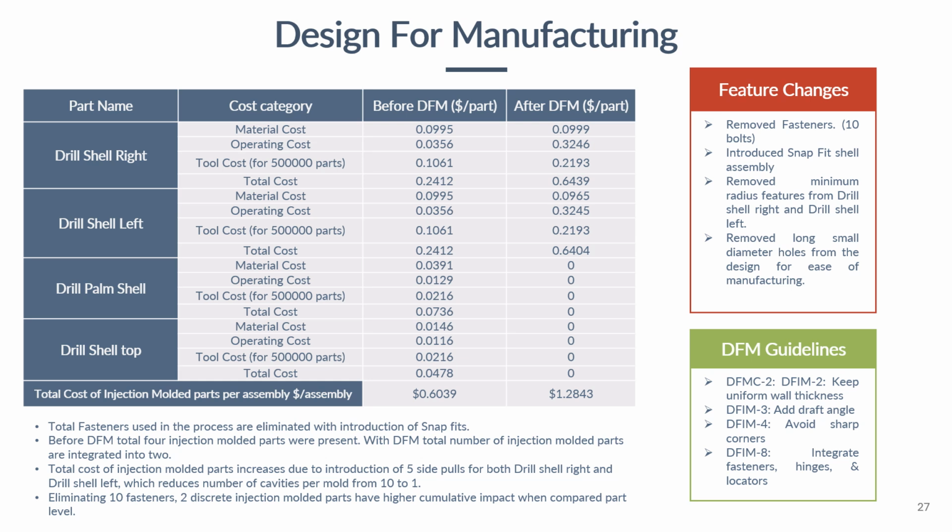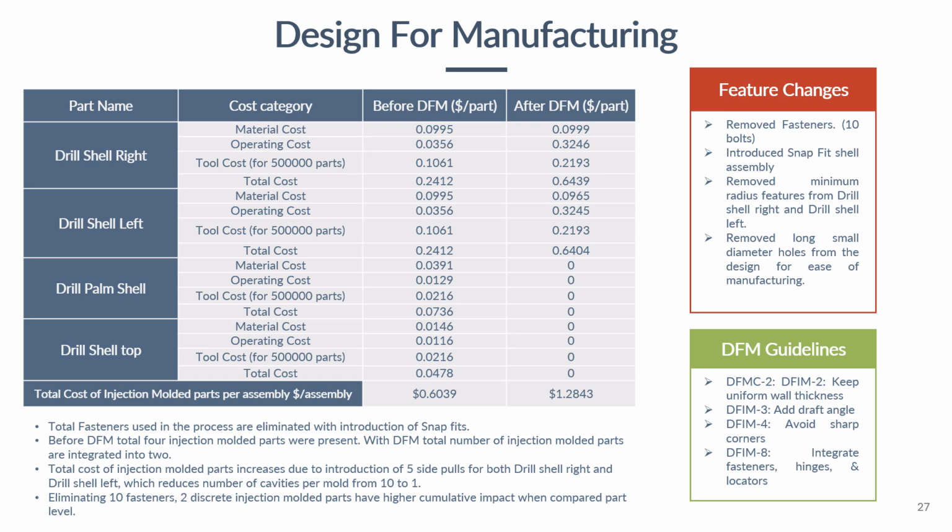This slide shows cost and design improvements achieved through the design for manufacturing process for the drill shell assembly. For each part, the DfM process resulted in significant redesign. While the material cost remained unchanged, operating and tooling costs increased due to improved features and integration. The total cost per assembly rose from $0.6 to $1.2. However, this increase is offset by reduced part count, simpler assembly, and improved manufacturability. We eliminated 10 fasteners by introducing a snap-fit assembly, which streamlined the design and assembly process.